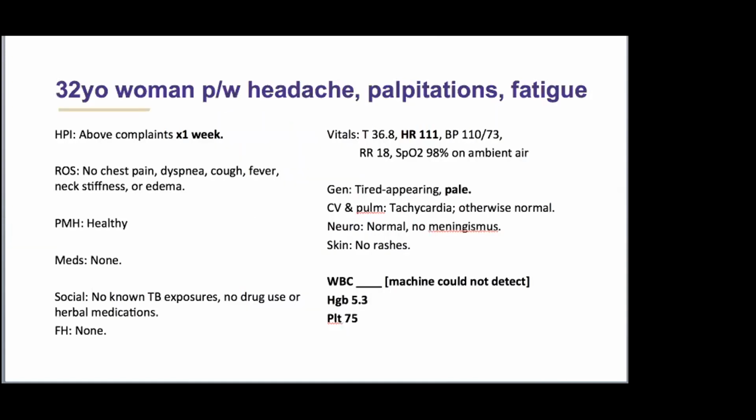So this next case is a 32-year-old woman who's coming in with headache, palpitations, and fatigue. She's had these complaints for about a week. Review of systems wasn't very remarkable. She was mildly tachycardic on exam, quite pale, but otherwise fairly normal on physical exam. Her CBC was notable for a blank space after the white blood cell count, meaning that the machine couldn't detect any white blood cells. Her hemoglobin was 5.3 and her platelets were 75.